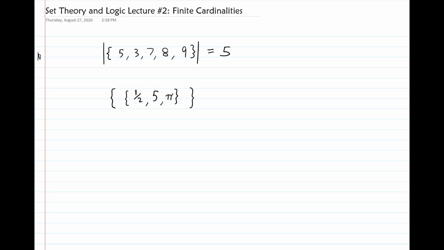So I have a set, and inside that set is another set that has 3 elements. So I ask you this question. What is the cardinality of that? Think about it for a second, okay?